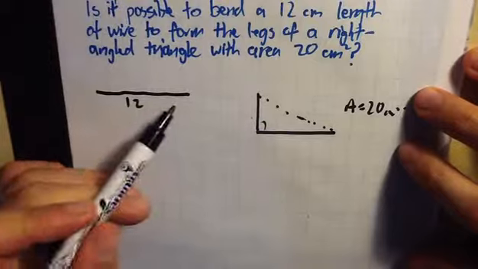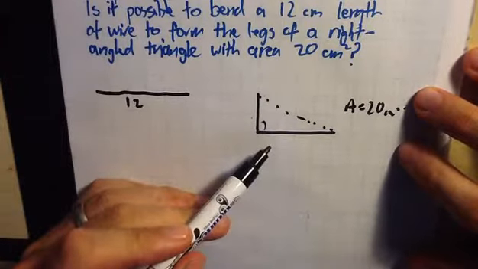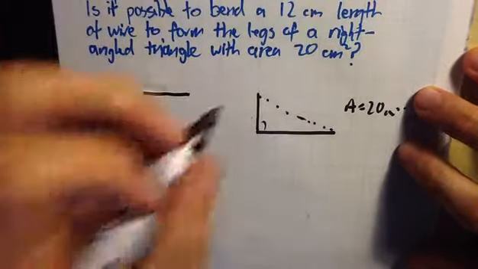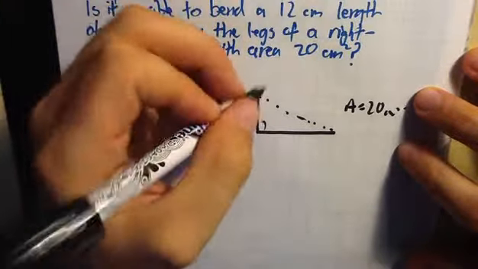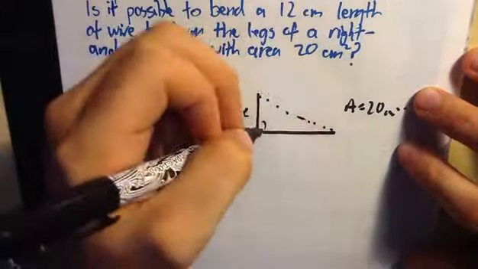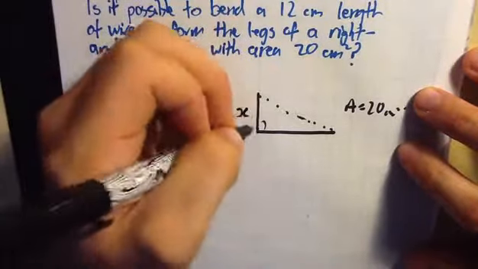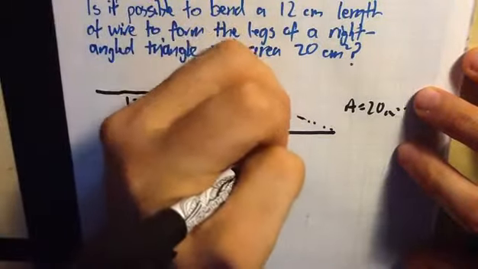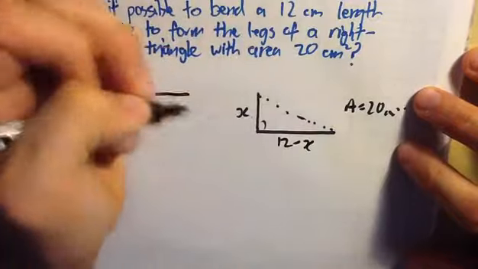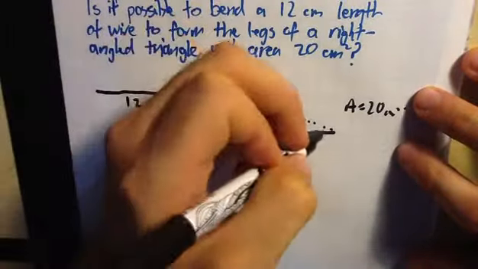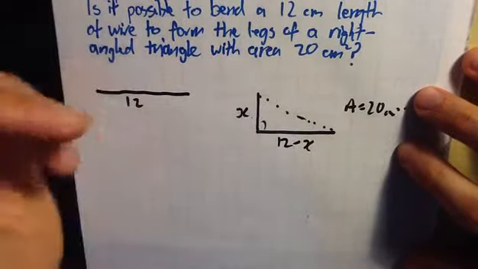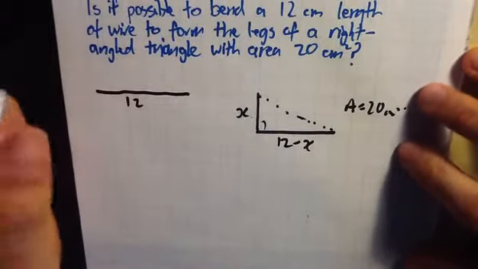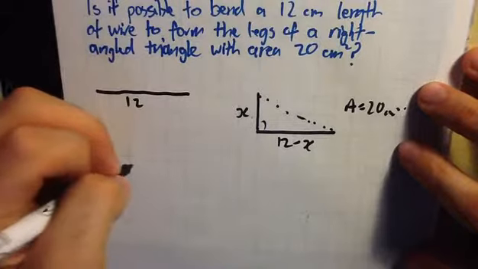So I've got a 12 centimeter wire. If I bend it, let's say I don't know the height of this triangle. The base would be, because this entire length here is 12 centimeters, if I call the height x, then the base would be 12 subtract x, because this entire piece is 12 centimeters long.